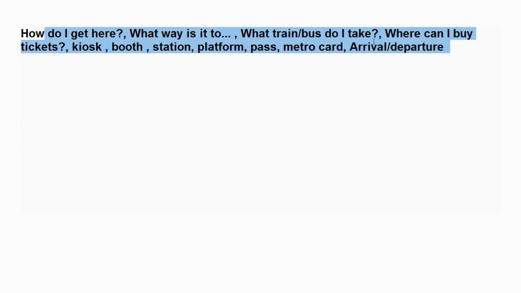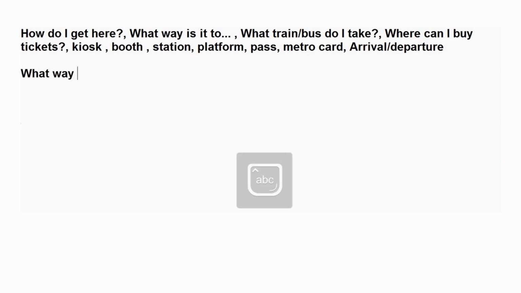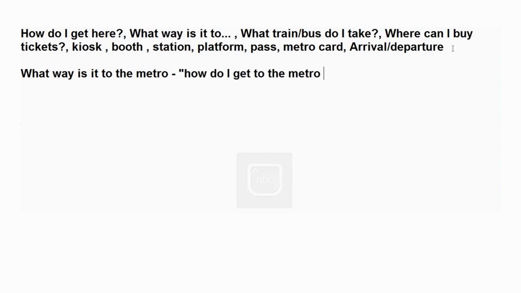Okay, so, back up here. Now, what way is it to? This is another one we use, okay? Мы используем часто, очень хорошо. So, for example, what way is it to the, I don't know, metro? You can say, what way is it to the metro? Pretty much what you're saying is, how do I get to the metro? Okay? That's pretty much what you're saying.